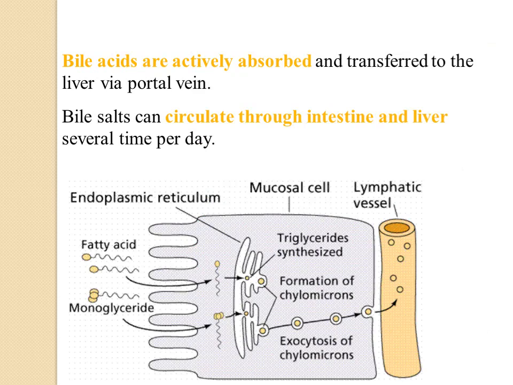Bile acids are actively absorbed and transferred to the liver via portal vein. إذا البايل أسيد اللي تبقى عندنا ترجع يصير بها absorption وتنتقل إلى الليفر بواسطة البورتال فين. Bile salt can circulate through the intestine and the liver several times per day. ممكن أن يصير recirculation لهذه البايل salt several times per day.